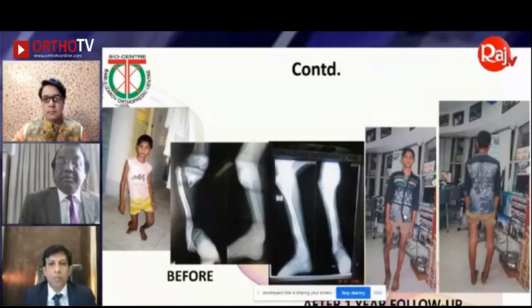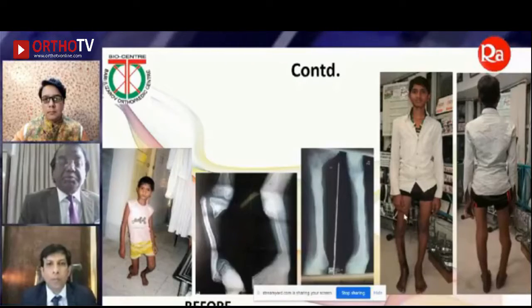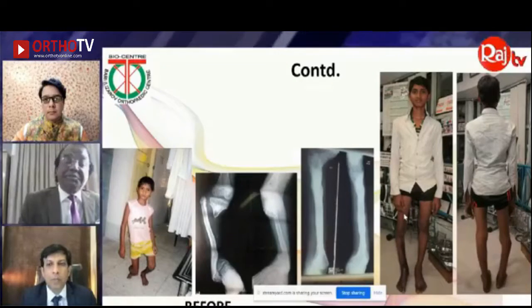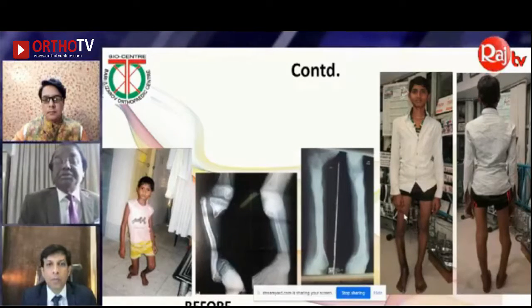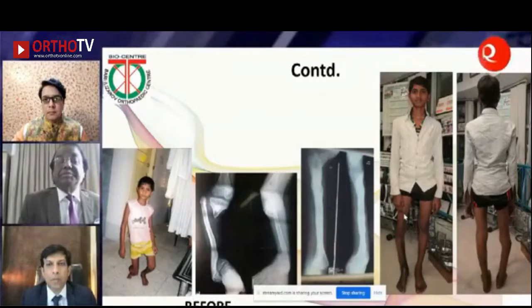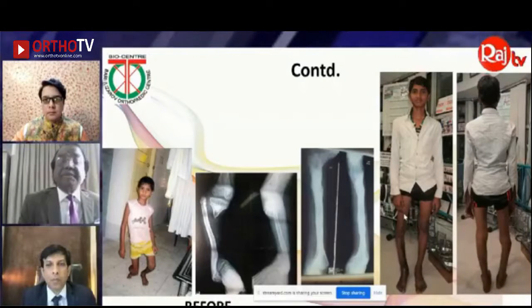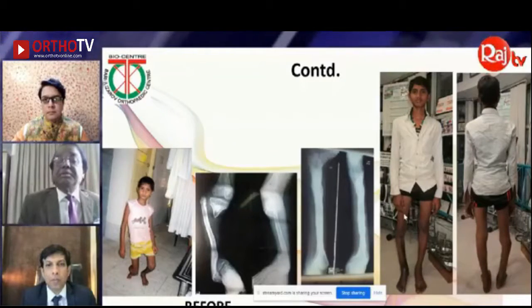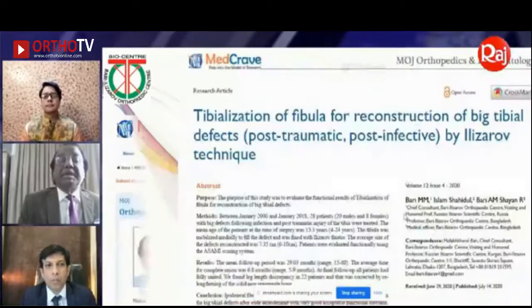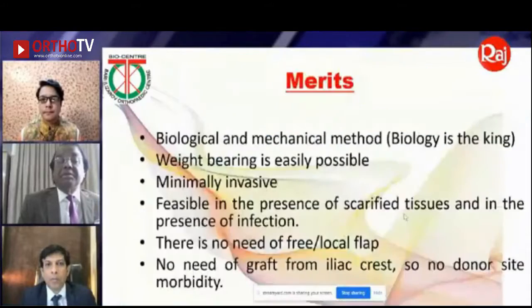I have lengthened after 1 year follow-up, and this is after 2 years follow-up. From that situation to this situation, see, the whole fibula is transported, and it is massive bone now. Now the patient is happy. From that situation to this situation, you can do with the Ilizarov technique. Again, this is published in the American Med Journal.